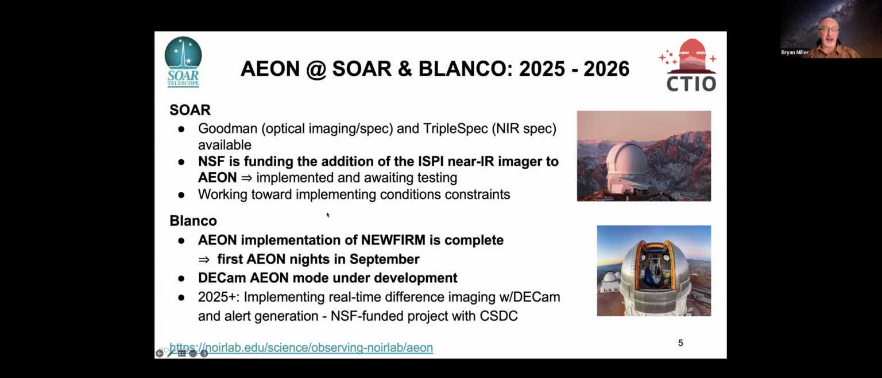Blanco is next. Aon has been implemented with the new firm. It's a wide field near-infrared camera. It's complete, and the Aon nights start in September, and BCAM is next. So hopefully not too much longer. There's another project ongoing, which is implementing real-time difference imaging with DECam and alert generation, also funded by additional NSF funding.